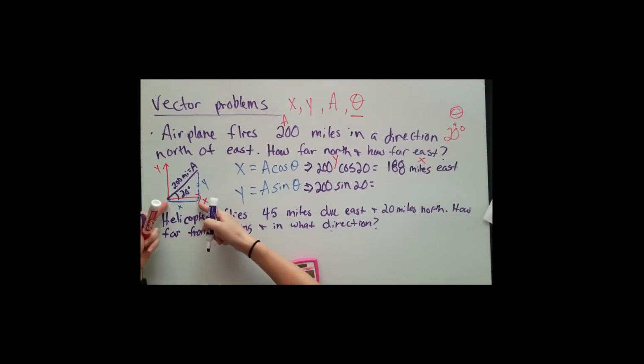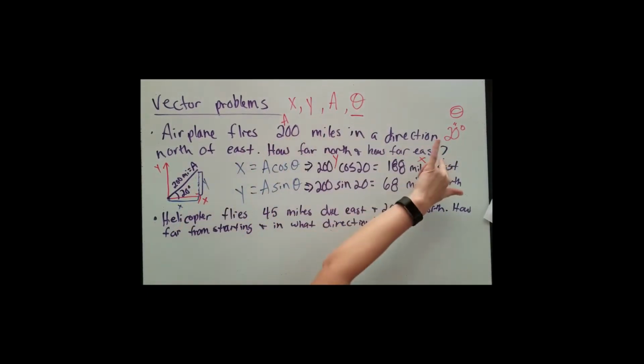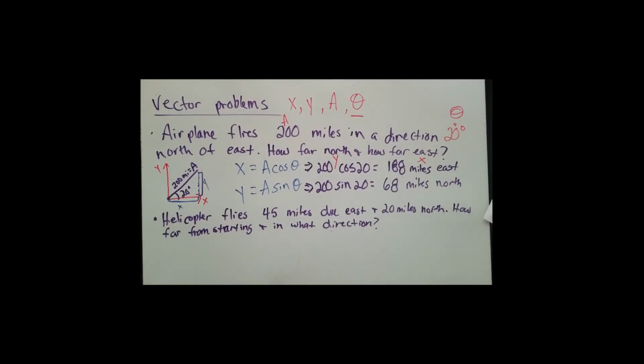So that's this distance here. For the bottom one, we do 200 sine 20. So for the northerly direction, we get 68 miles north. That would be this direction here. All right, so this is one of the possible choices that you'll see where you're given a and theta, and you solve for x and y. There's another version, and that's what we're going to see in this helicopter example.